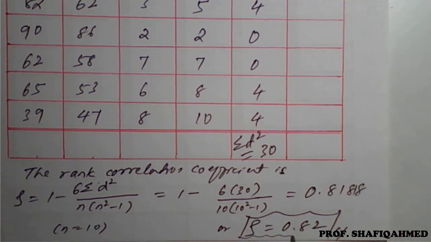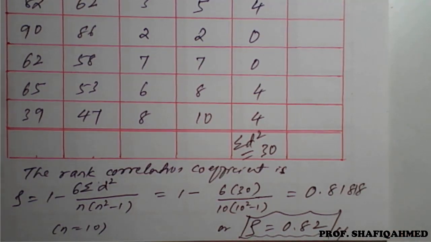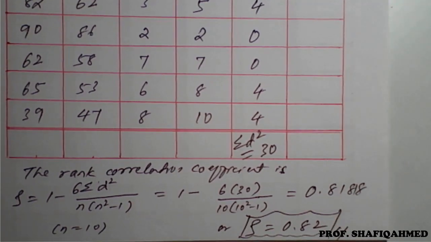In this way we need to simplify for the given problem. This is a very important question. Here they have given the marks, we have to arrange the ranks, then subtract rank 2 from rank 1 and square it. With the help of this we can find the relation, that is the rank correlation coefficient, by using the respective formula.